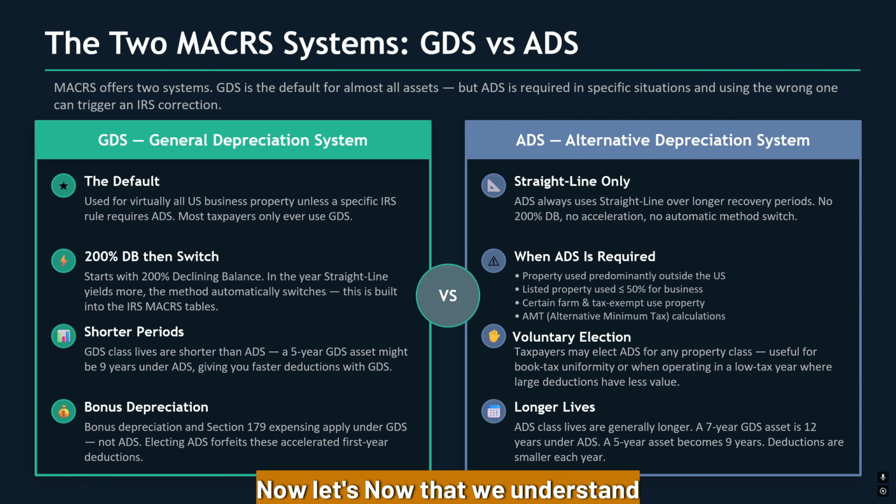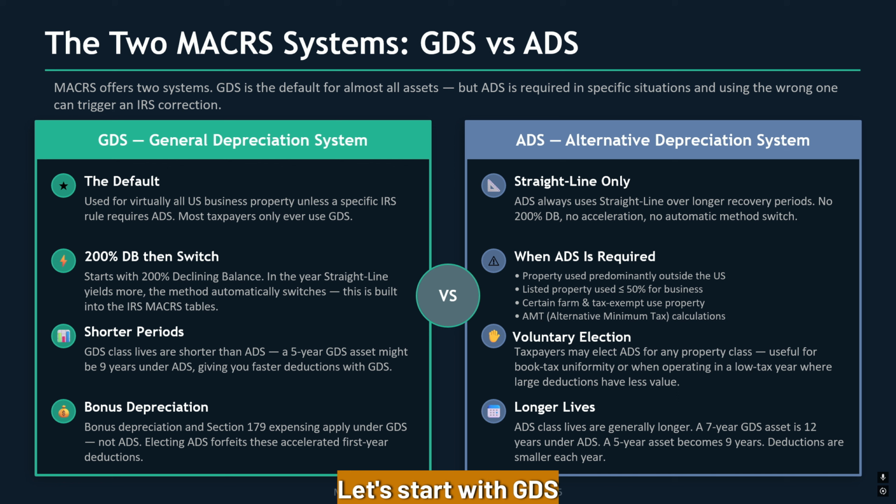Now that we understand what MACRS is, what makes it different? Let's look at the two systems within MACRS, GDS and ADS. Within MACRS, there are two separate depreciation systems: the General Depreciation System, which we all call GDS, and the Alternative Depreciation System, or ADS. For the vast majority of taxpayers and the vast majority of assets, GDS is what you will use. But it is critical to understand when ADS is required, because using the wrong system is a filing error.